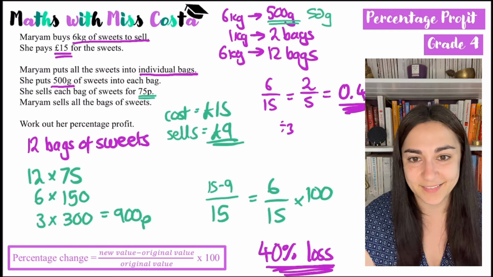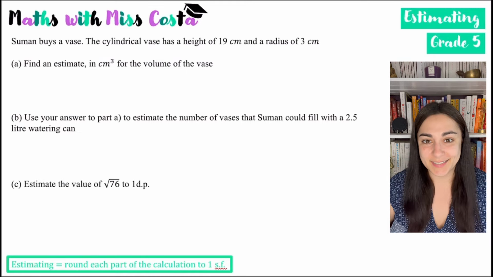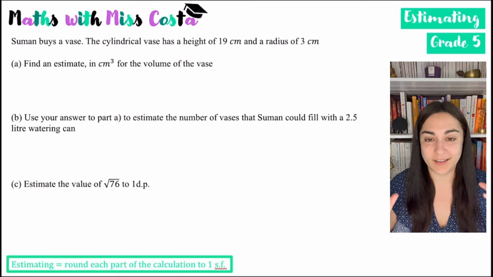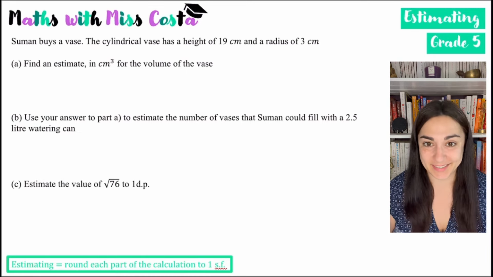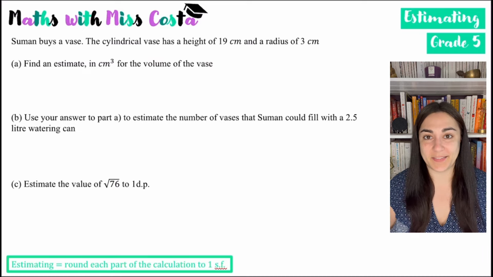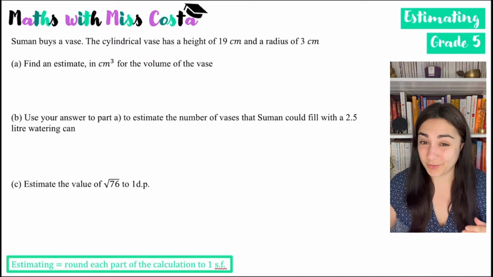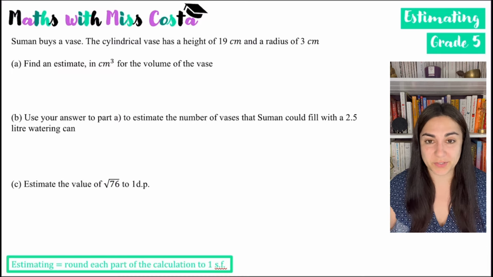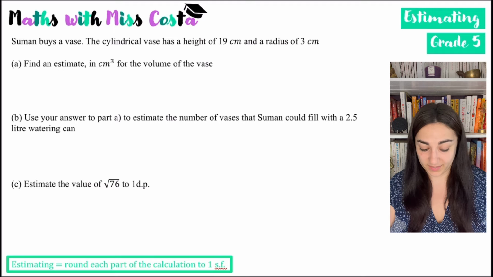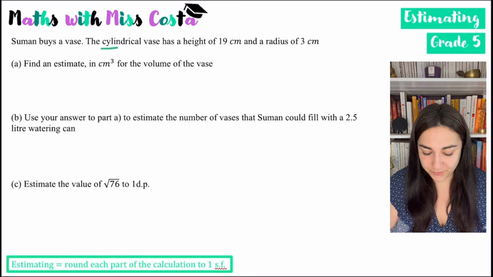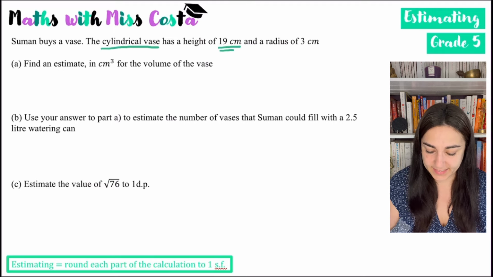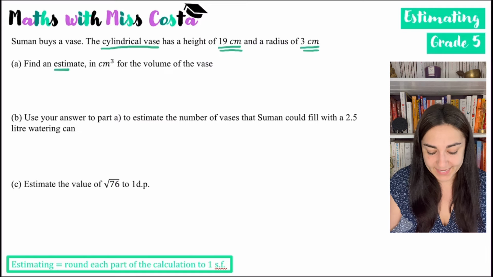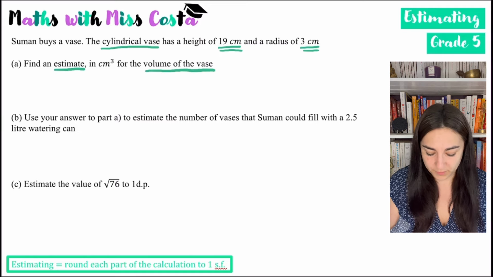Okay, so in this question, the key thing that I want to pick out is that it asks me to estimate. If you're being asked to estimate, then you need to round each part of your calculation generally to one significant figure. The whole point when estimating, you should be able to do it in your head. It should not require any calculations. So Suman buys a vase. The cylindrical vase has a height of 19 centimetres and a radius of 3 centimetres. Find an estimate for the volume of the vase.